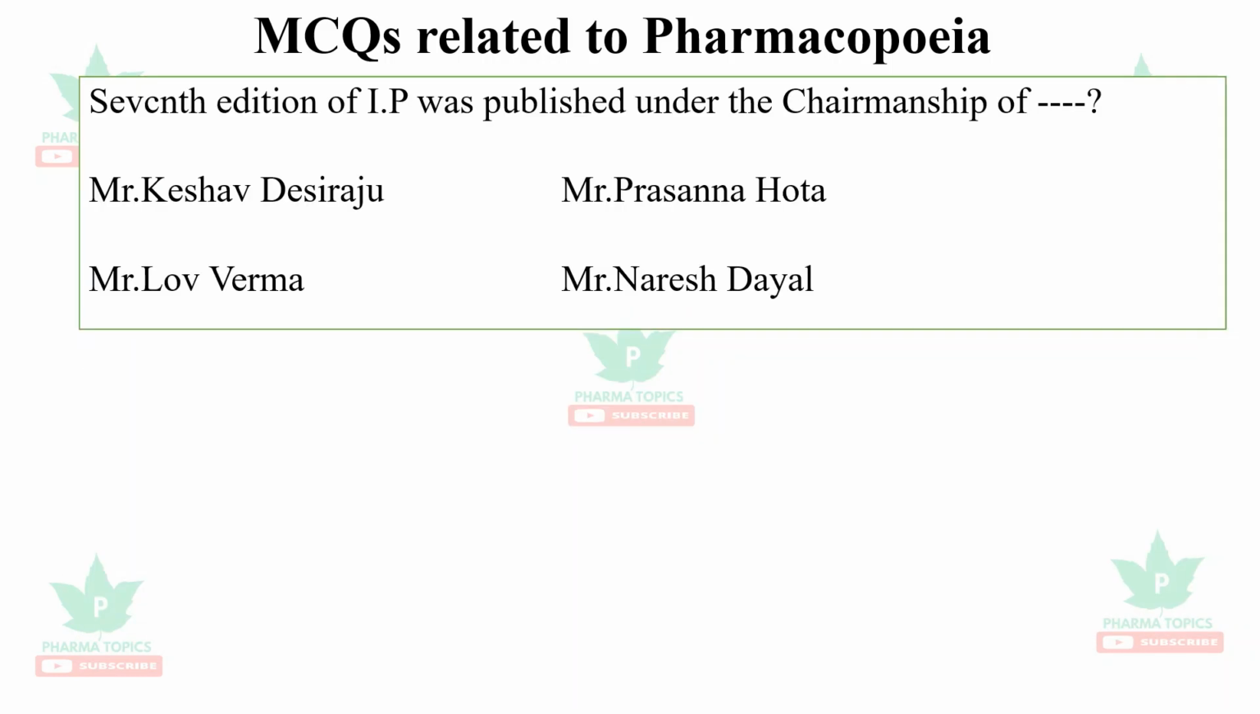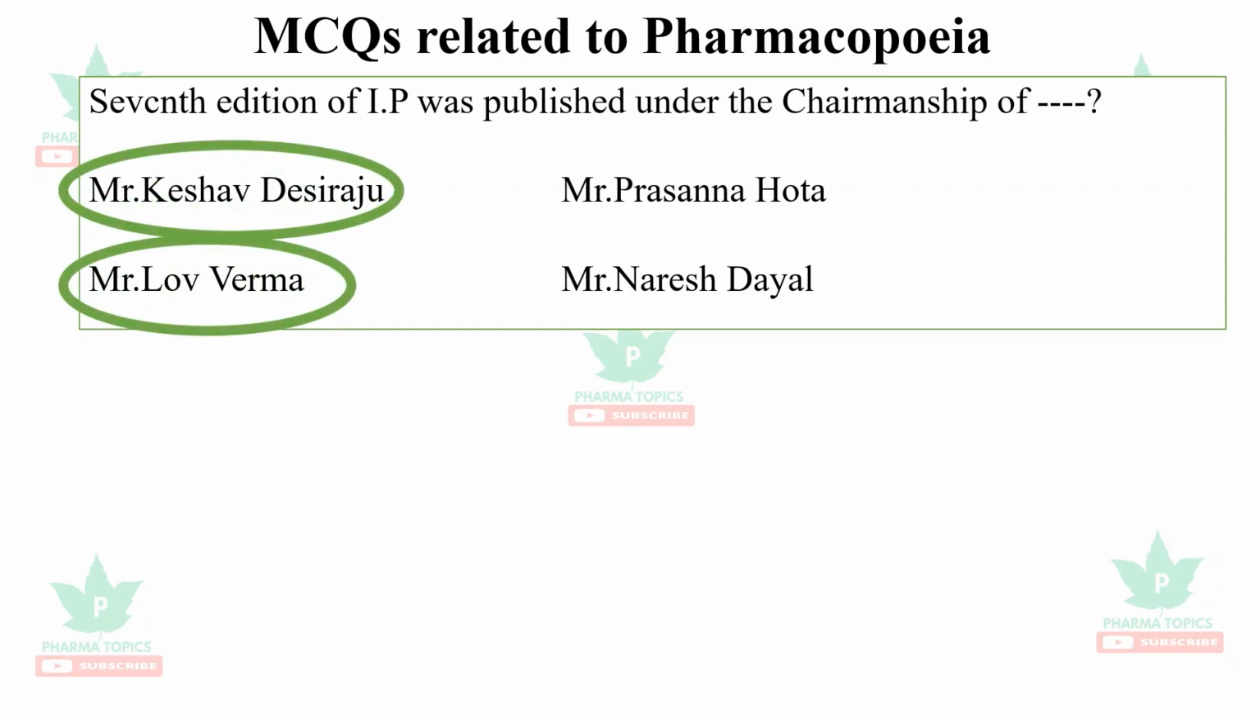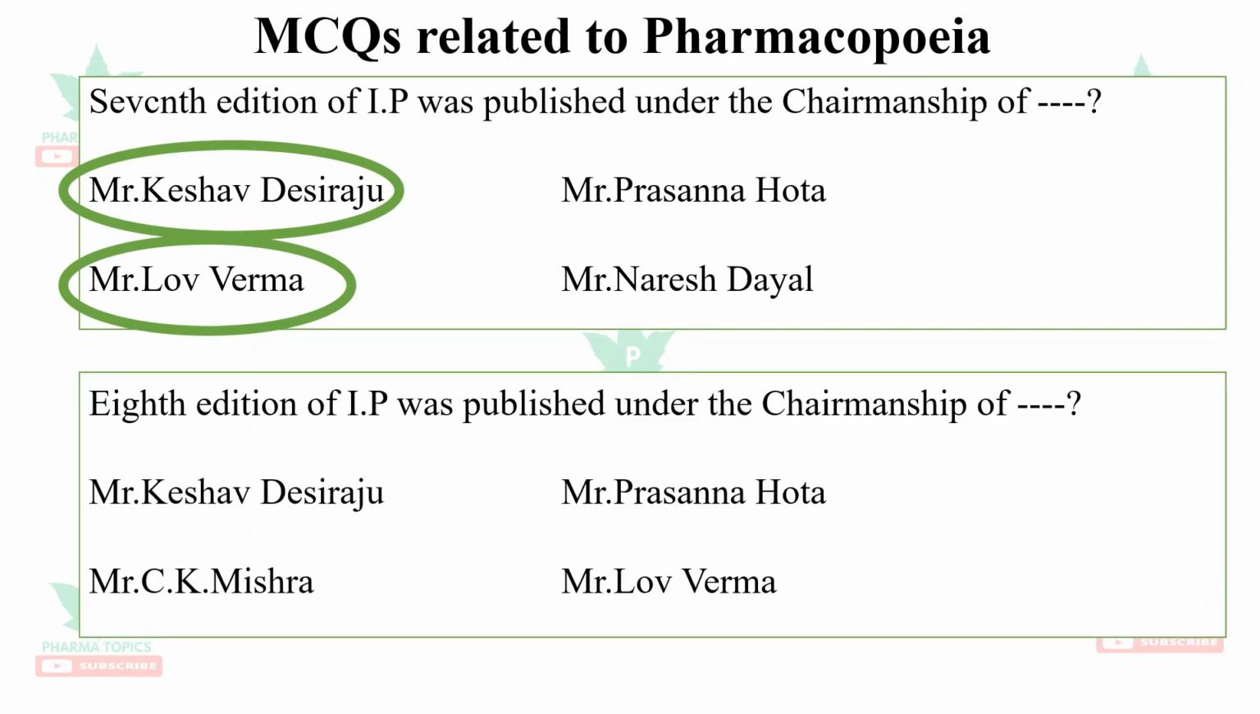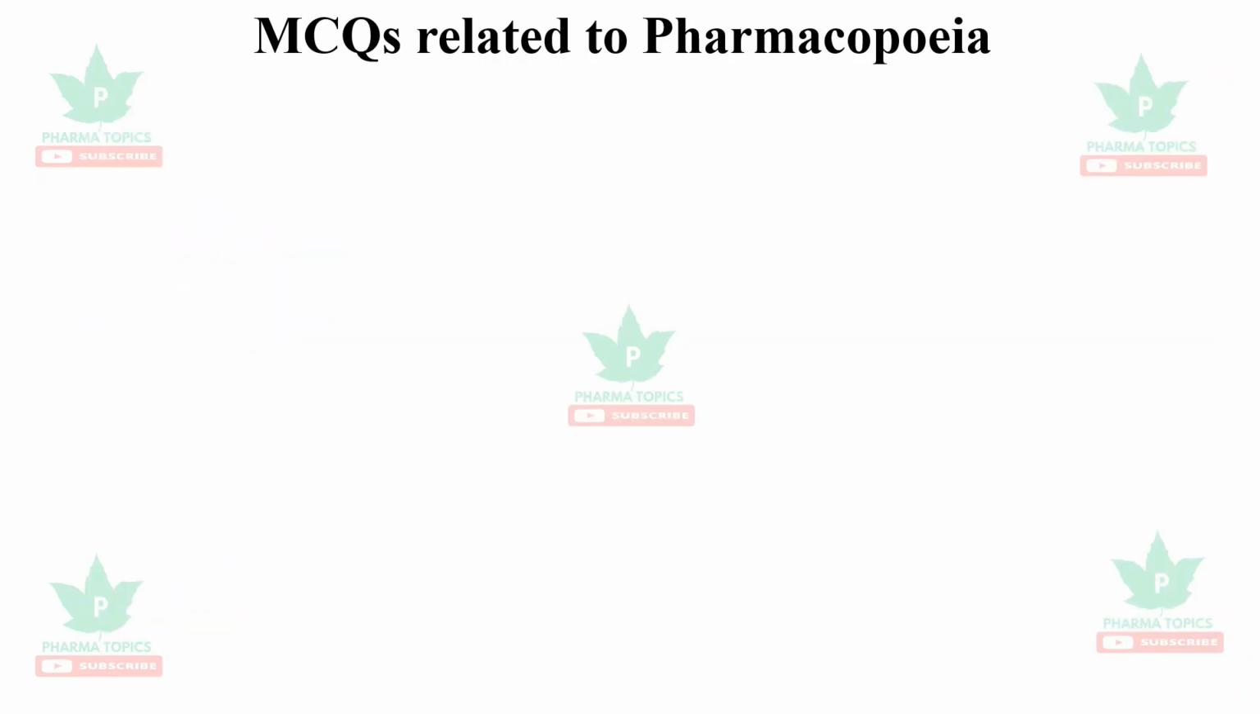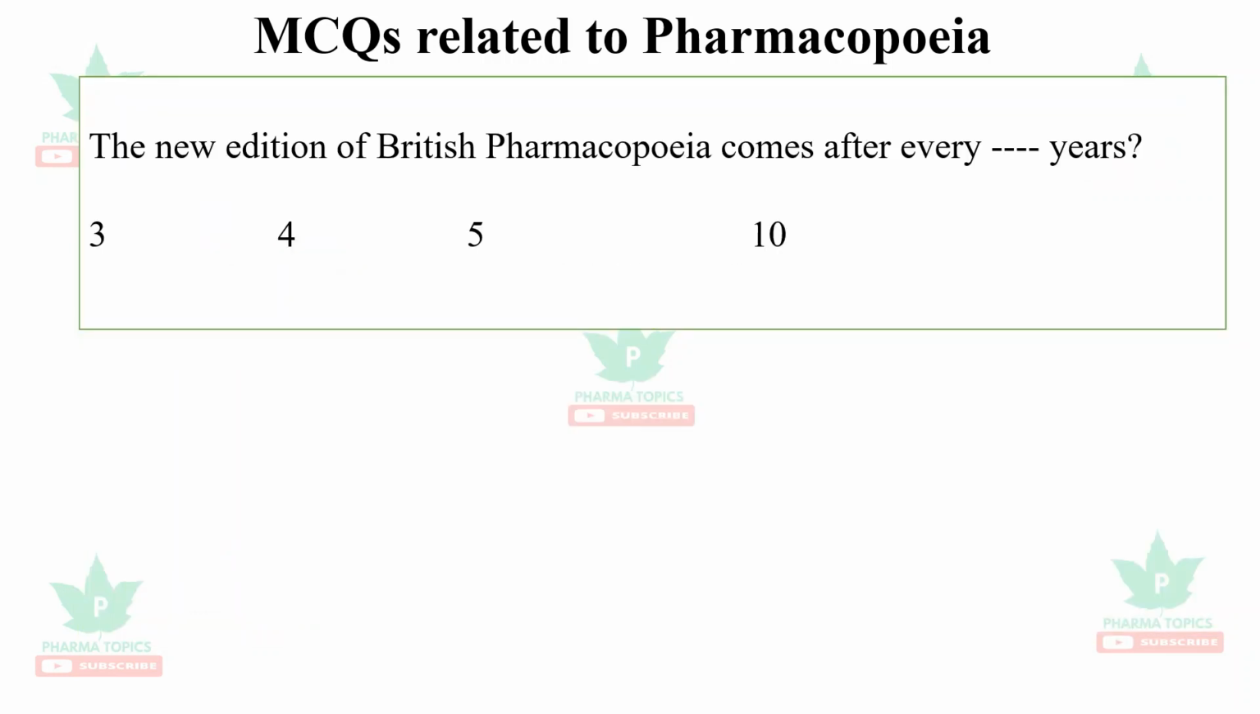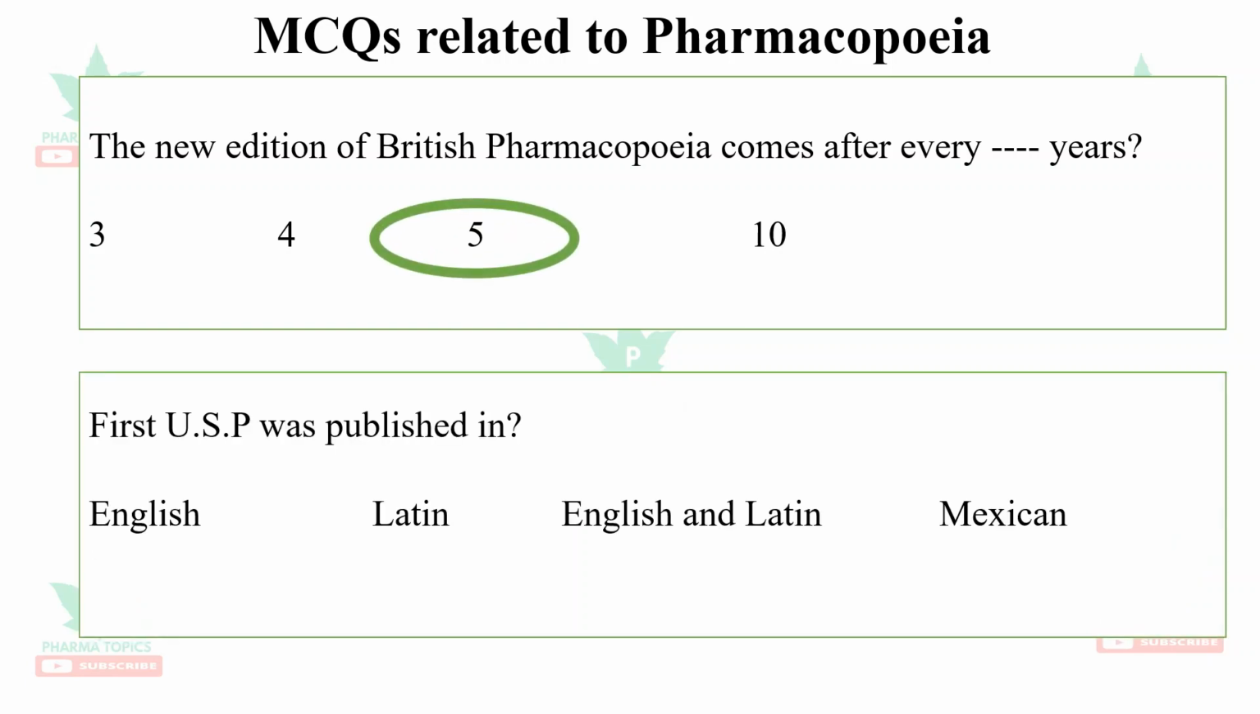The 7th edition of IP was published under the chairmanship of Mr. Kesava Raju and Mr. Love Verma. The 8th edition of IP was published under the chairmanship of Mr. C.K. Mishra. The new edition of British Pharmacopoeia comes after every 5 years. The first USP was published in these languages: English and Latin both, or Mexican. It is English and Latin both.